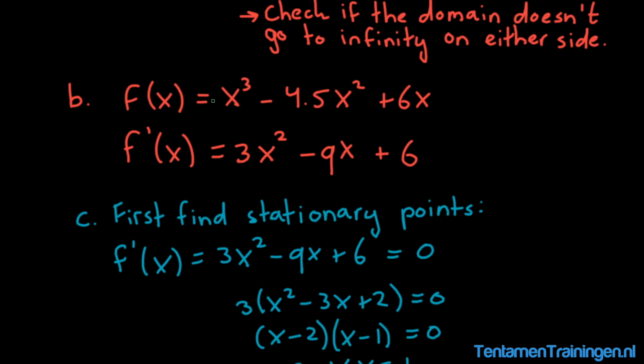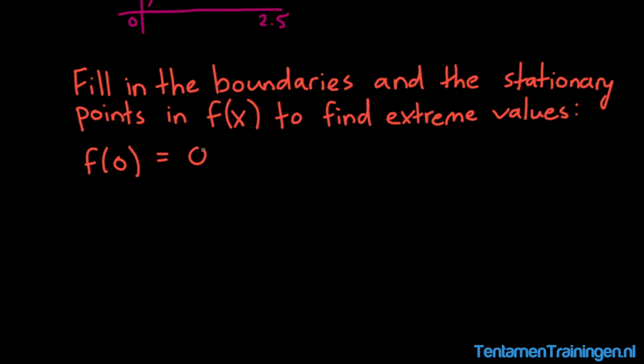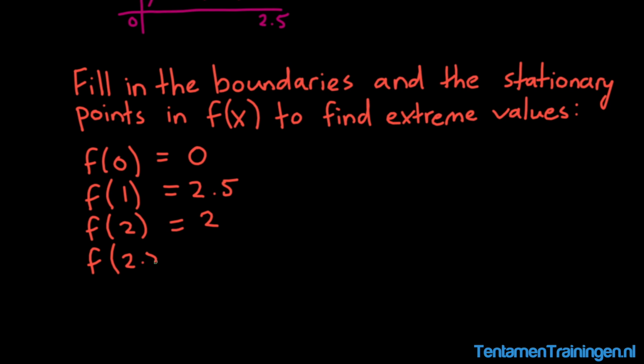So the first point we get is f(0), and if we fill 0 into the original function, you see we get 0 minus 0 plus 0, which is 0. Then the second point is f(1), a stationary point, and this gives a value of 2.5. You can check for yourself. f(2), for the second stationary point, gives a value of 2, and for the final point, the second boundary, f(2.5), we get a value of 2.5.